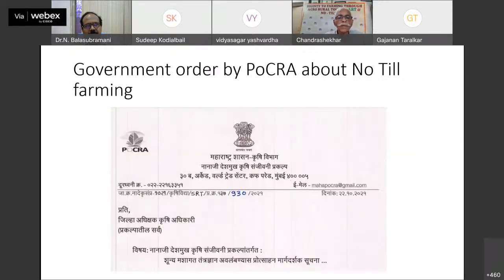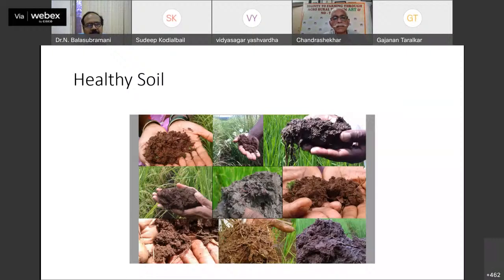So here you can see that this organization has already come out with an order. This is written in Marathi, but you can see this order is there, and they have now started a large program of sensitizing their class 1 and class 2 officers, as well as thousands of farmers they want to sensitize. And this is the result. The result is all the different types.